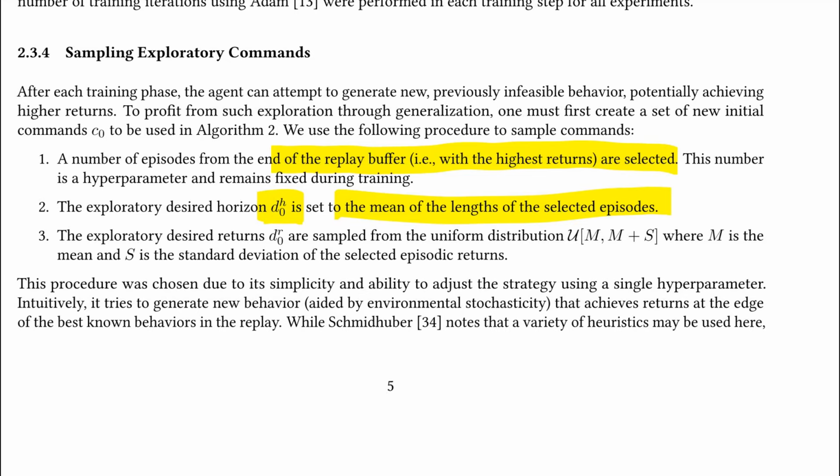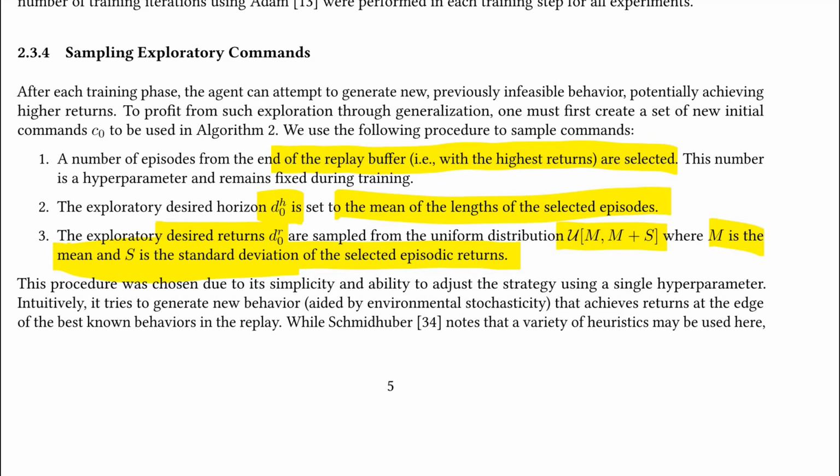And we set the desired return, how much return should be achieved in this time, to be the unit, to sample from the uniform distribution between m and m plus s. And m is the mean, and s is the standard deviation of the selected episodic return.